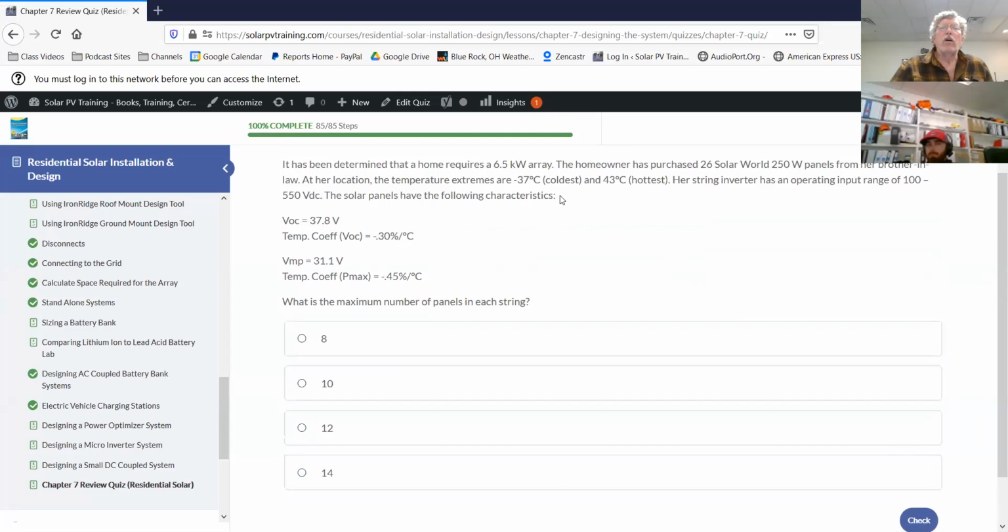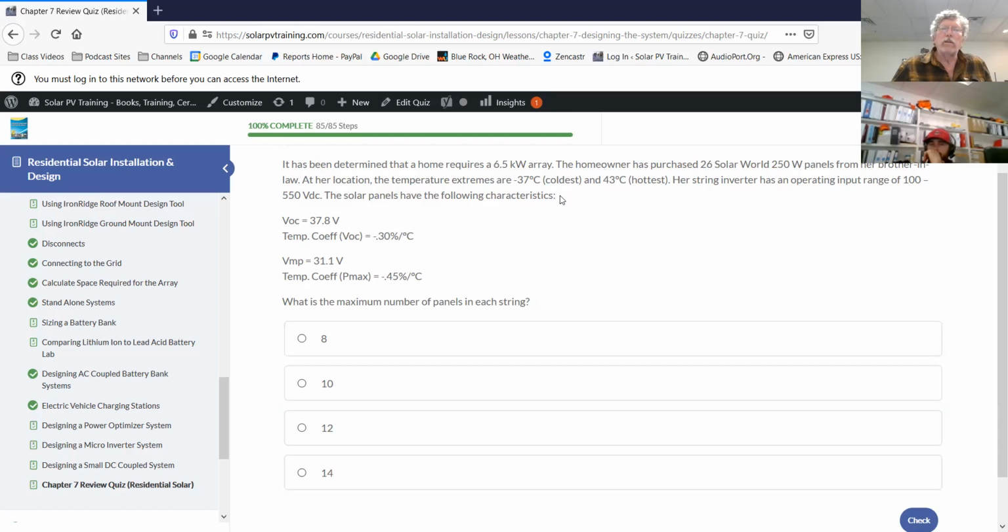It's been determined that a home requires a 6.5 kW array. The homeowner has purchased 26 SolarWorld 250 panels from her brother-in-law. At her location, the temperature extremes are -37 and 41 or 43. Her string inverter is operating in an input range of 100 to 550, so the maximum voltage is 550 volts. The solar panels have the following characteristics. What is the maximum number of panels in each string?